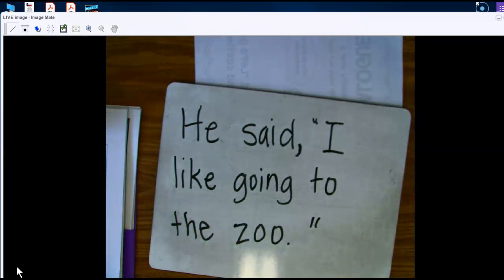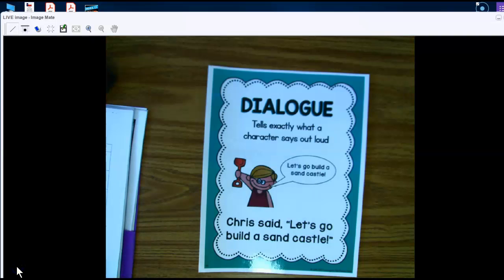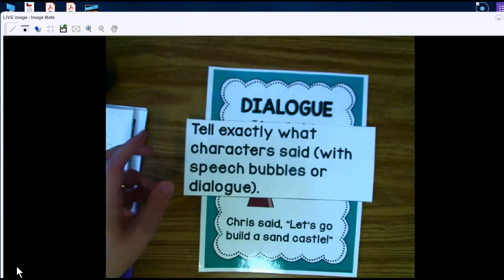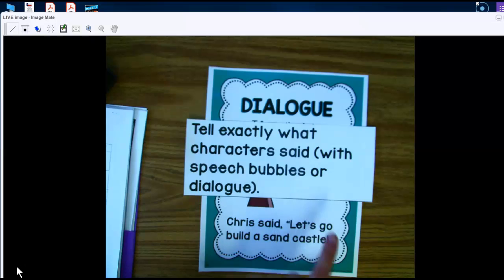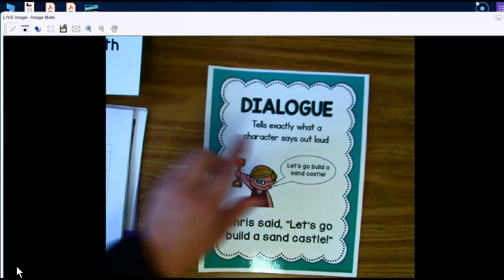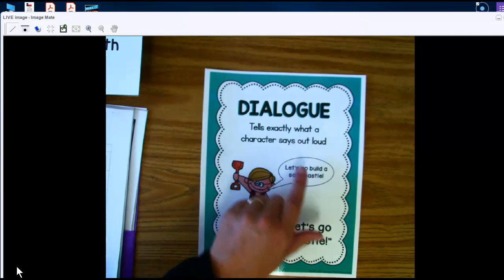So after you say he said, you'd put a comma. Or she said, comma. Or Grant said, comma. Or Lily said, comma. Or my mom said, comma. Before you say what they said, you have to put a comma. Okay. So, we have now learned, let's erase and put our whiteboards away first, about dialogues. We now learned two ways to tell what characters said. You can tell exactly what characters said with a speech bubble in your picture or dialogue in your story. So dialogue tells exactly what a character says out loud.